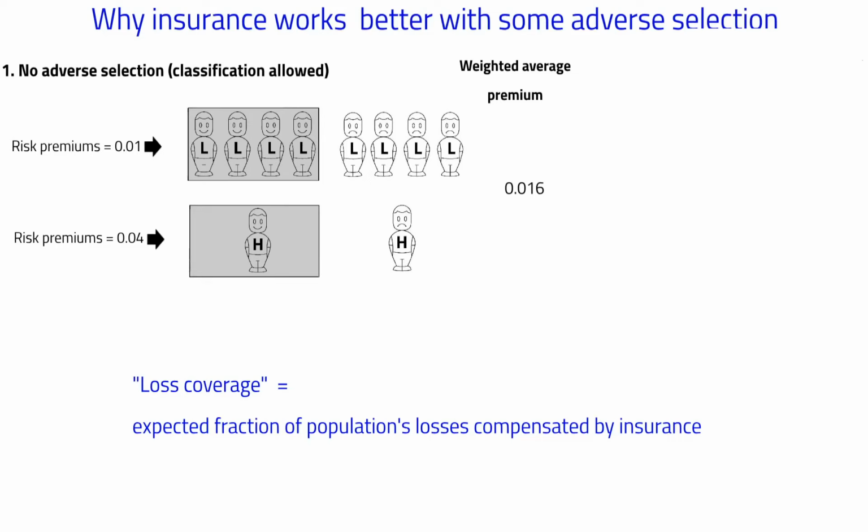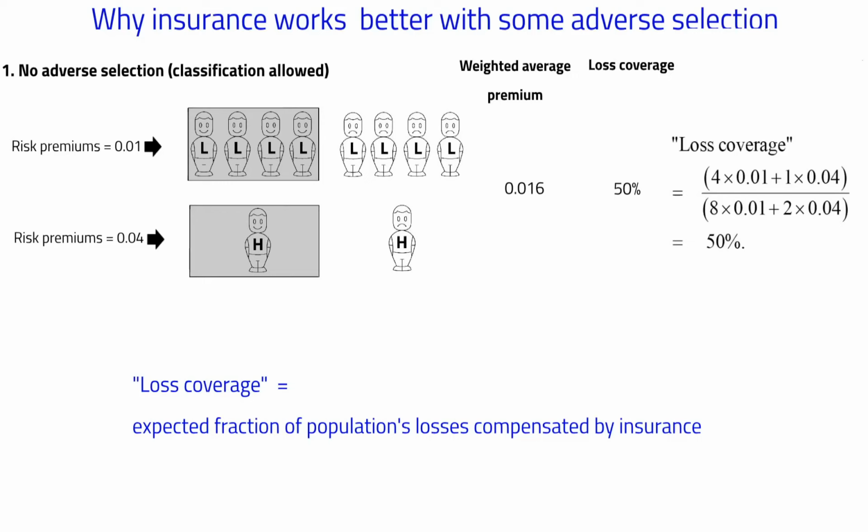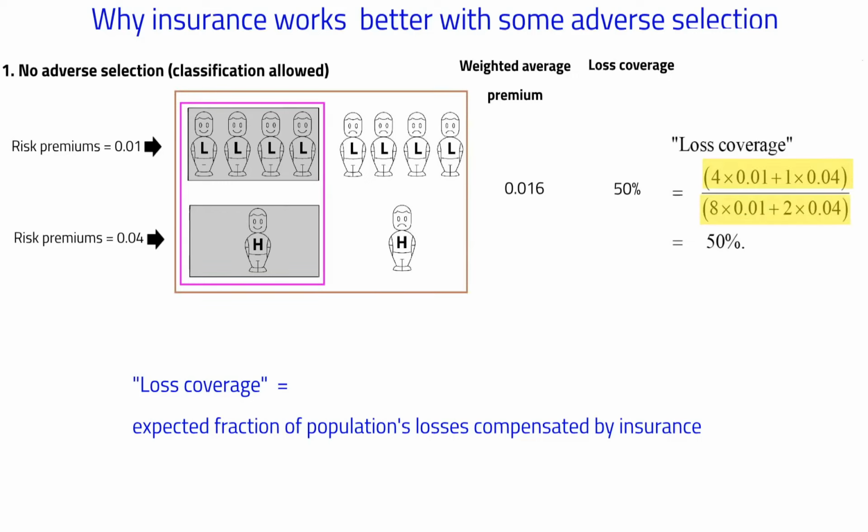Now in this case, the calculation is easy. Exactly half the high risks are insured and half the low risks are insured. So in expectation, half the population's losses are going to be compensated by insurance. Loss coverage is 50%. To calculate it formally, just take the expected insured losses, divide by the expected population losses. That equals 50% as per the intuition.